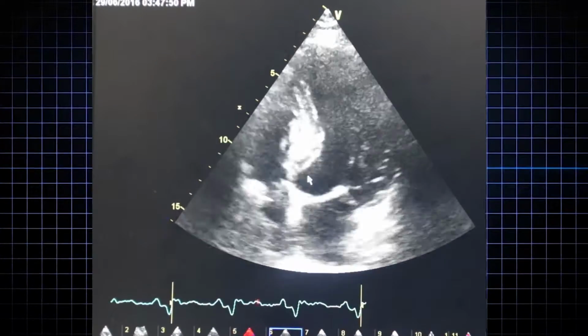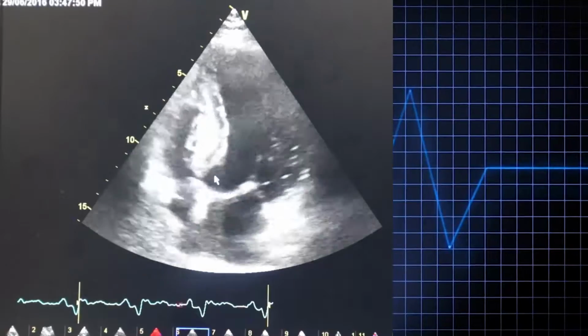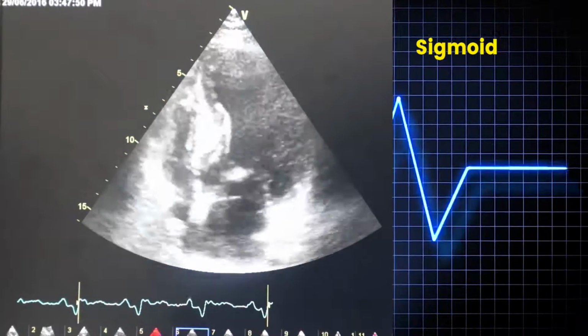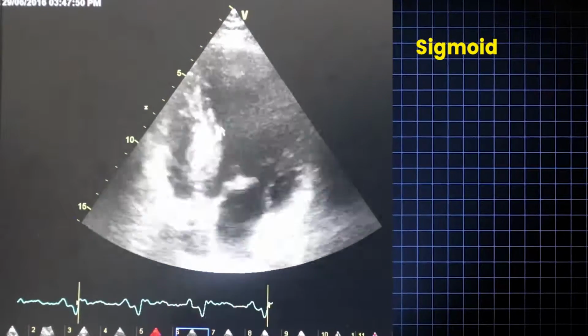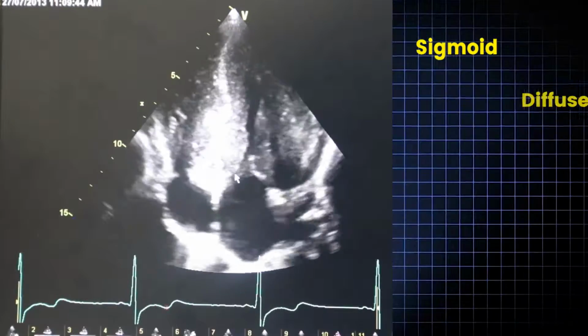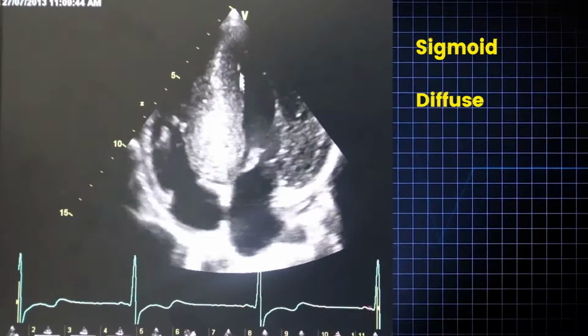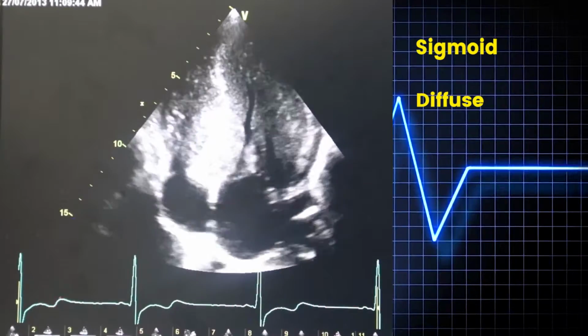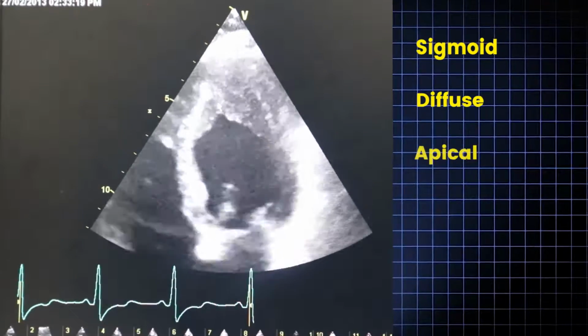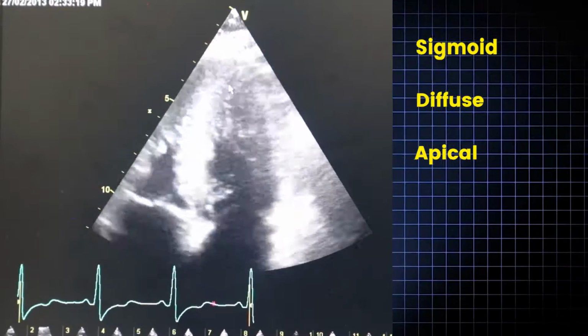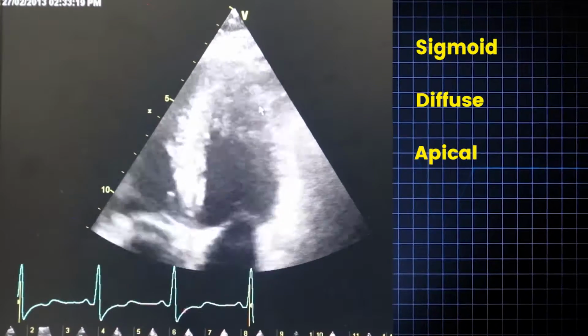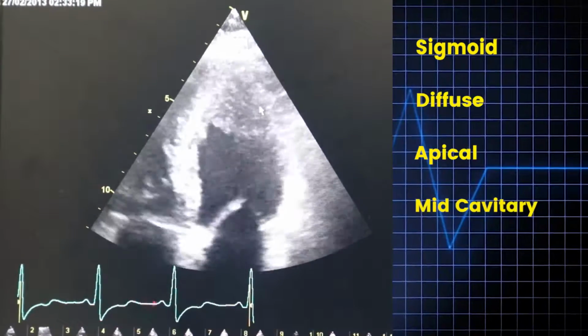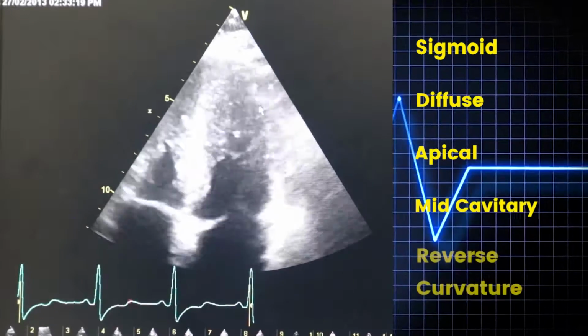First, the types of hypertrophic cardiomyopathy. Is it the usual sigmoid type of septum that is most common? Or is it the diffuse type of HCM that involves the entire ventricle and sometimes even the right ventricle as well? Or apical HCM, in which the mid to distal segments of the left ventricle are involved, and of course we have mid-wall hypertrophic cardiomyopathy and reverse curvature.